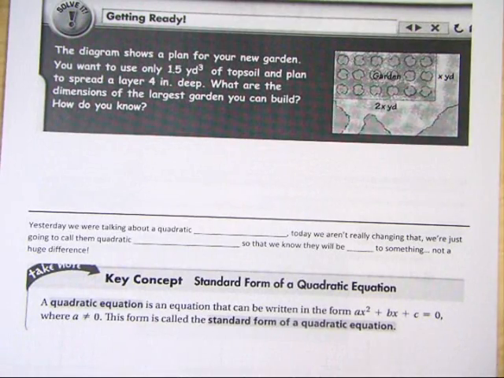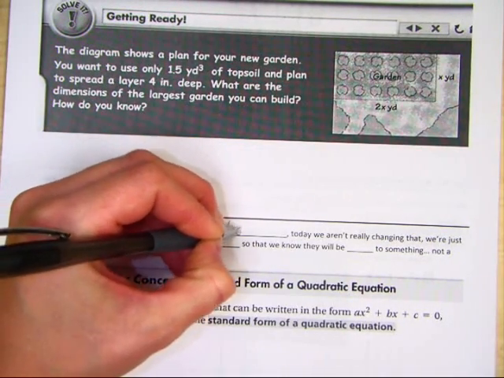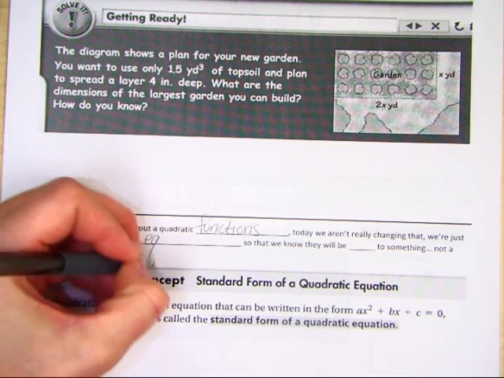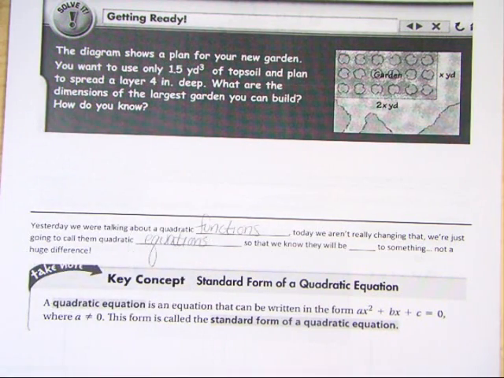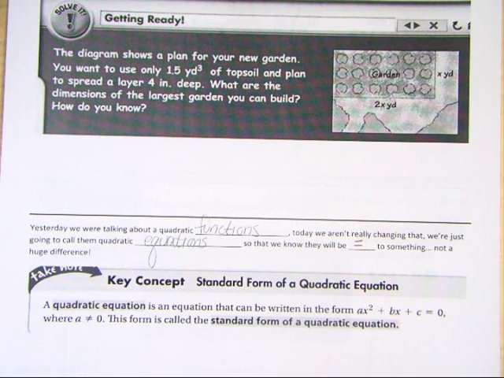Yesterday, we talked a lot about quadratic functions. Today, we aren't changing that. We're just going to call them quadratic equations. So if we have a quadratic equation, we're just going to know that it's going to be equal to something. And it's really not that big of a difference.